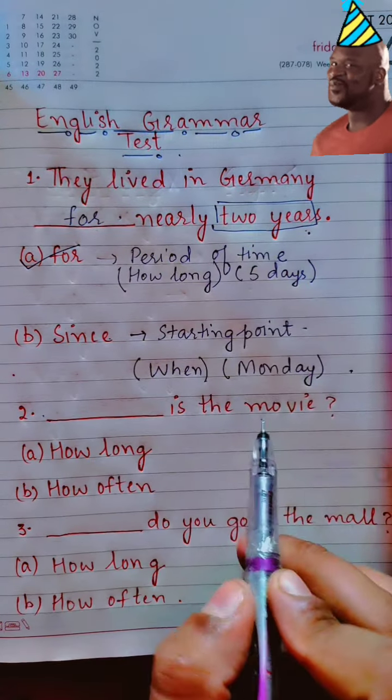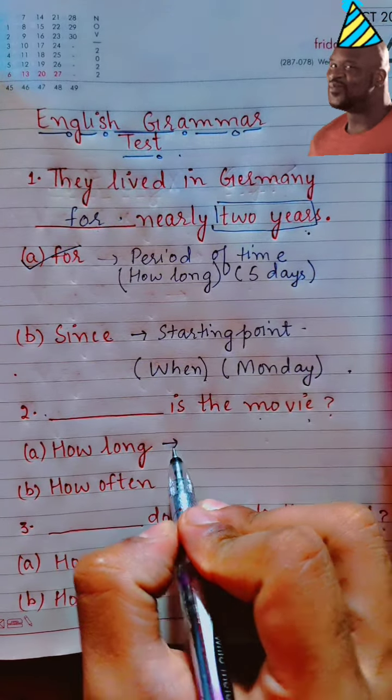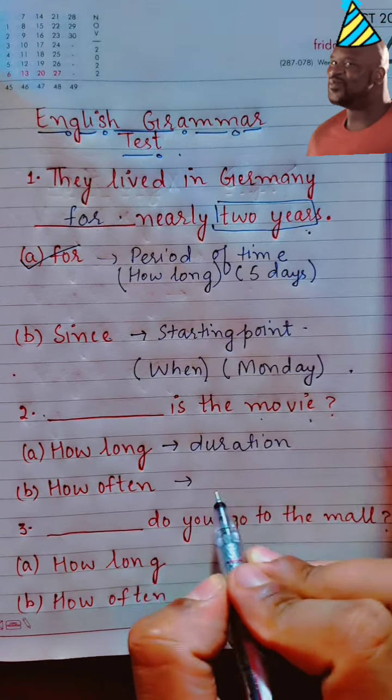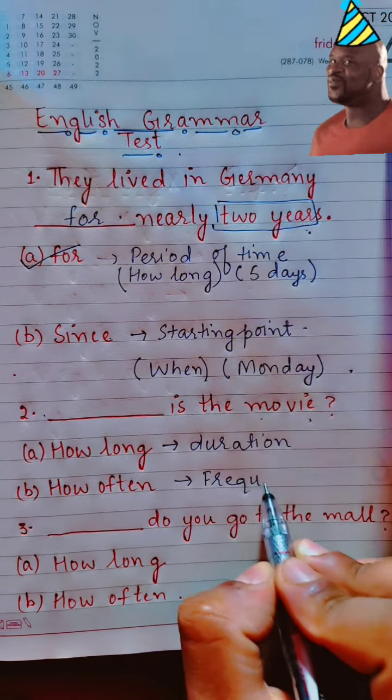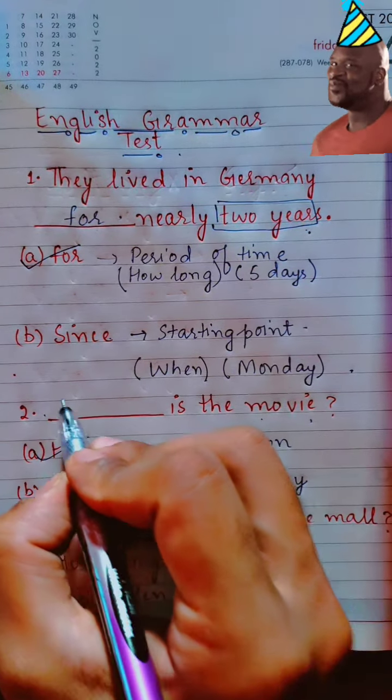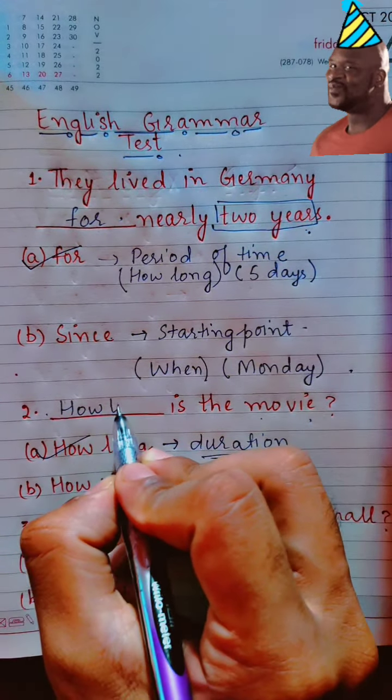Blank is the movie. How long or how often? We use how long when we're talking about the duration. And we use how often when we're talking about the frequency. So here we're talking about the duration. Maybe it will take 2 hours. So how long is the movie?